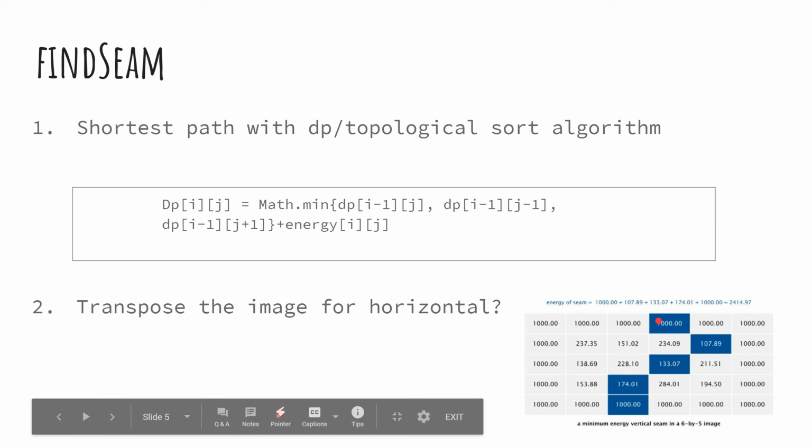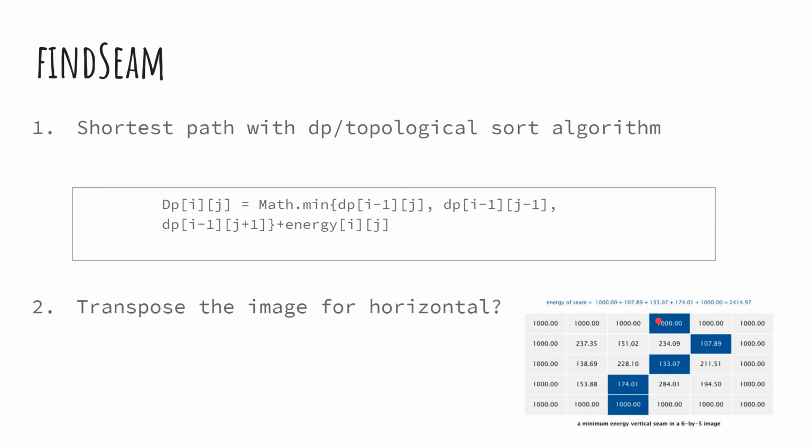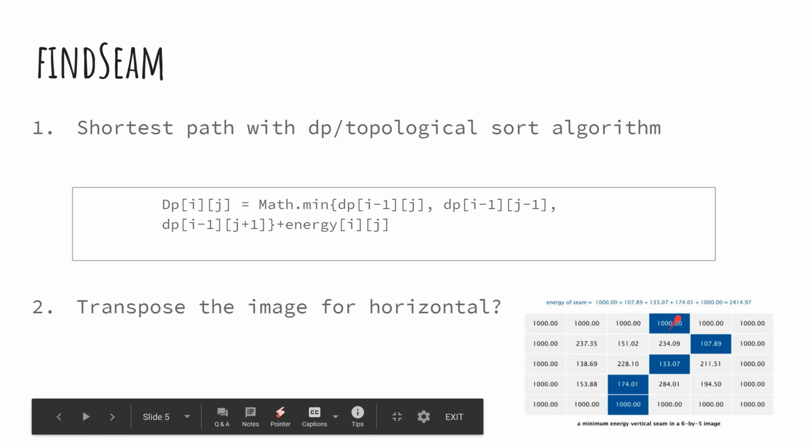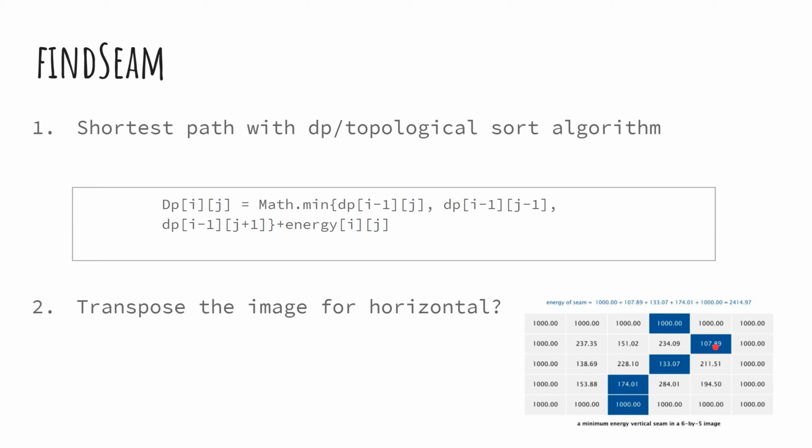The same is the shortest path in this image or in this matrix. We start from here, we go here, go here, go here, go here. By the way, the rule for this pixel allows us to go down, go to upper left, and go to bottom left, and then bottom right. So it has three options. And that gives us the idea of using the dynamic programming technique or using a topological sort algorithm.